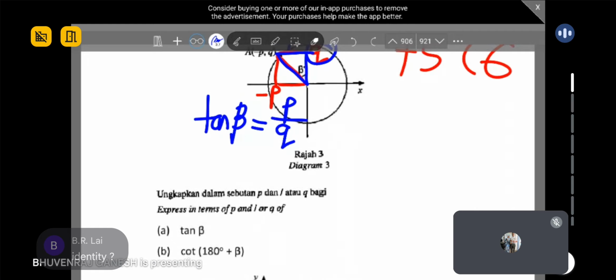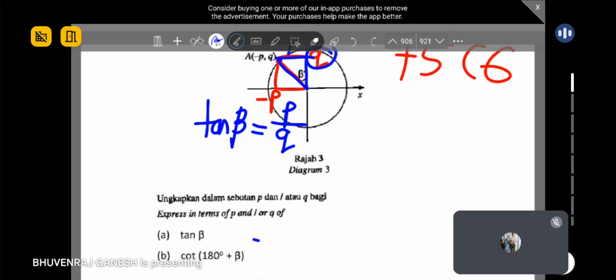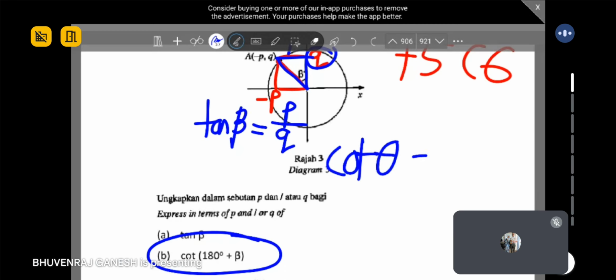Identity? Yes. This is an identity question. Correct. So guys, how are you going to change this? Macam mana kamu boleh tukar yang ni, guys? May I know? Sekarang kamu kena ungkapkan, express in terms of P and Q. So how to change this? So cotangent sama dengan apa dulu? You must remember the formula. Anyone? Cotangent sama dengan apa? Cuba komen. Cotangent equal to? Come on, guys. Yes, very good. 1 over tangent. 1 per tangent theta.